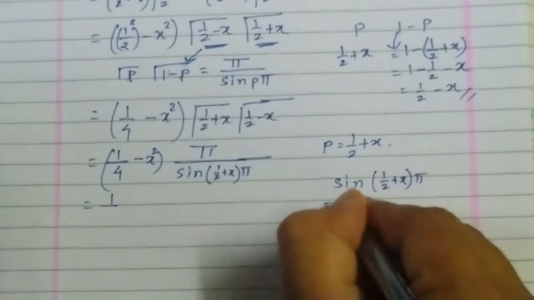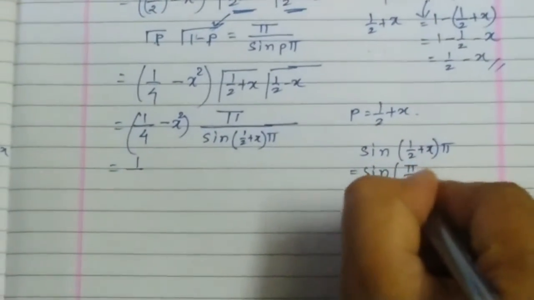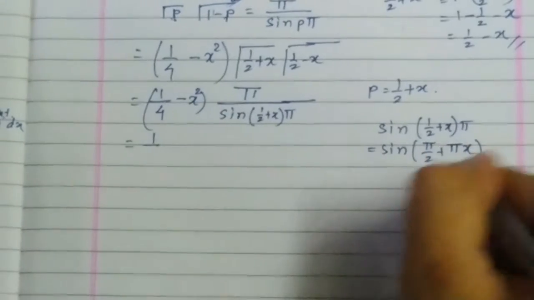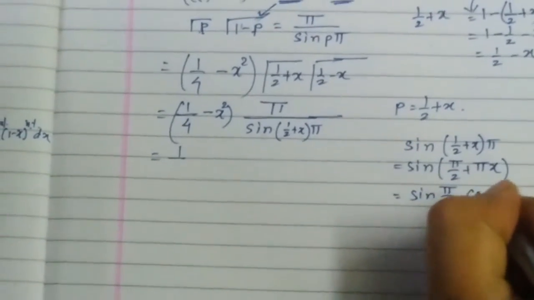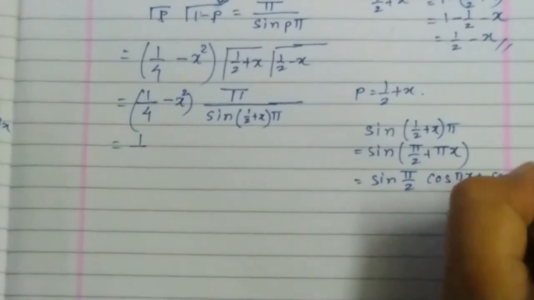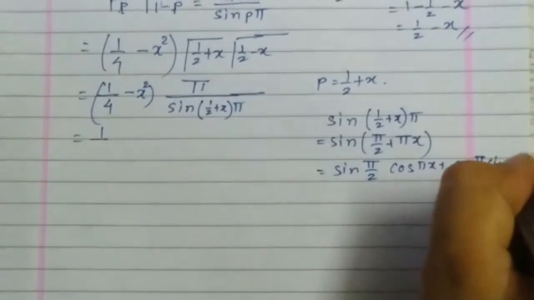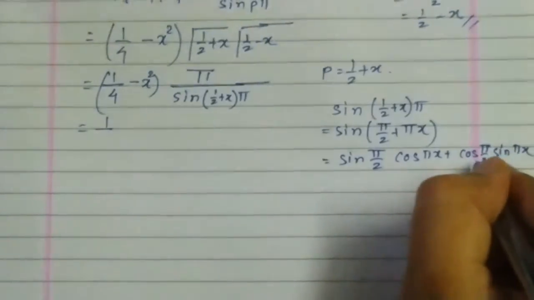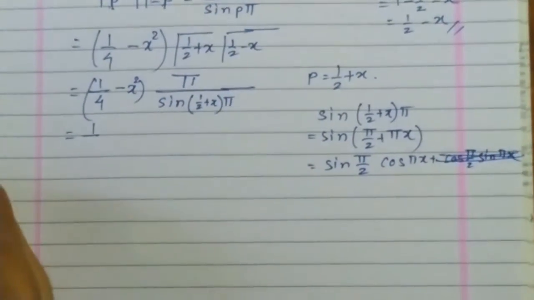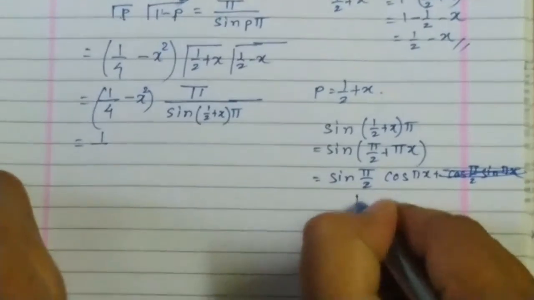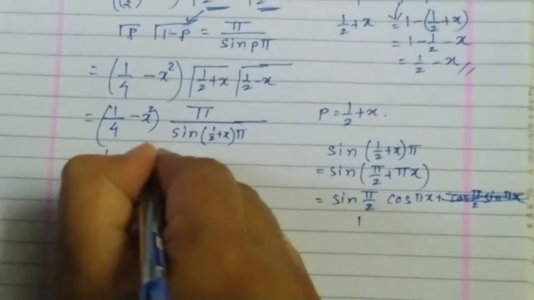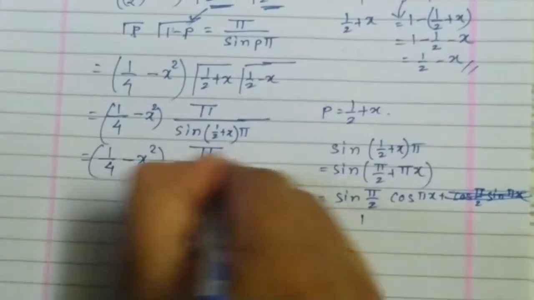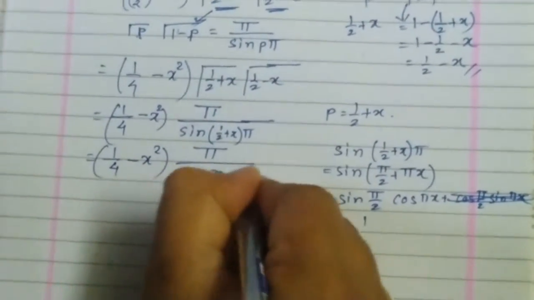Next, we would like to simplify this further. Sine of (1/2 plus x) into pi is nothing but sine of (pi by 2 plus pi x). This is sine (a plus b). What is sine (a plus b)? Sine a cos b plus cos a sine b. But cos pi by 2 is 0, so this entire term is going to be 0. Leave it. Now what is sine pi by 2? Sine pi by 2 is 1. 1 into cos pi x. So we get (1/4 minus x square) into pi divided by cos pi x.